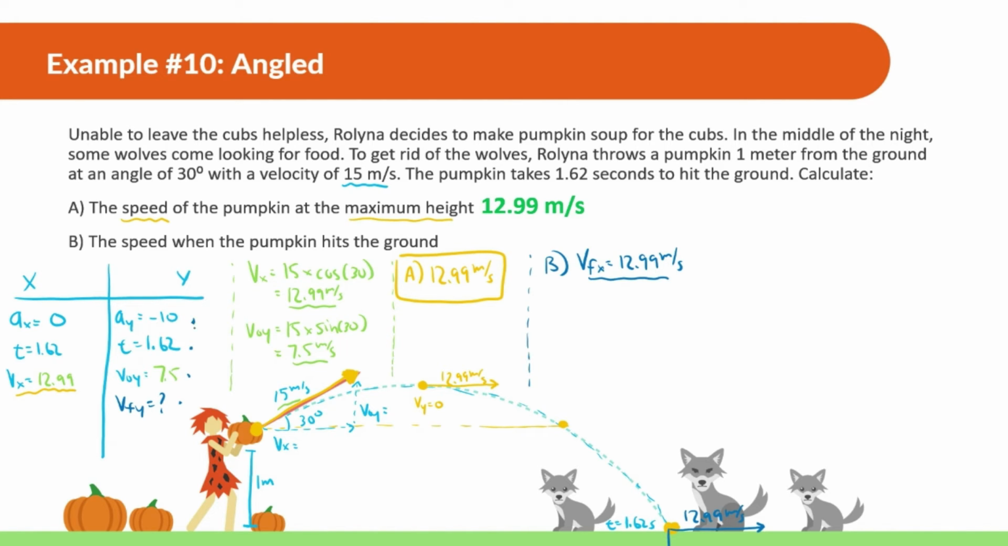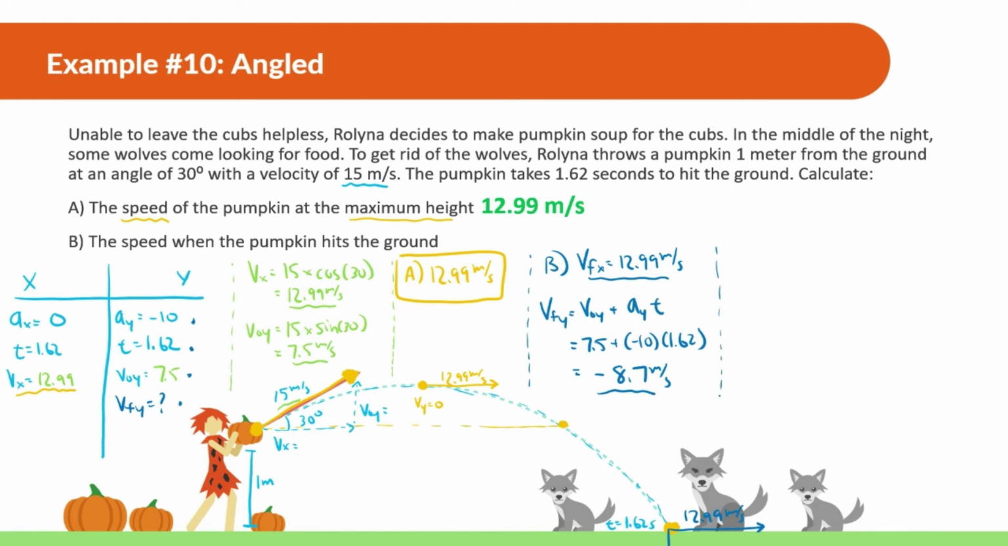Let's look at what formula is going to help us in our formula sheet. Okay, that was from way back. And we know it's this manipulated formula. Final velocity in the y is equal to initial velocity in the y plus acceleration in the y times time. So this is going to be equal to 7.5 plus -10 times time, 1.62. And let's see what we get. 7.5 plus, we get -8.7 meters per second. Great.